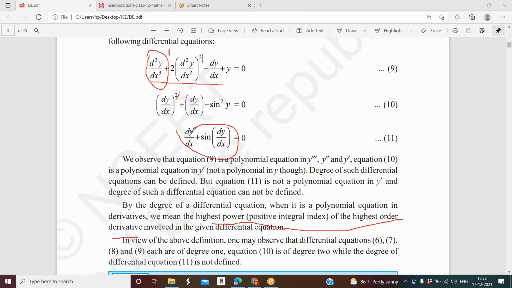The 11th one is not a polynomial equation because it is sine of the derivative, sine of dy by dx. We will not say that it's a polynomial equation, so we cannot define the degree for this equation. We can define degree only for these two equations, 9 and 10. In the ninth equation, the highest derivative is d cube y by dx cube and its highest power is 1. And in the 10th equation, the highest order derivative is dy by dx and its power is 2.